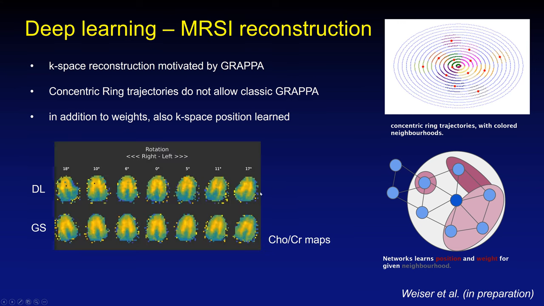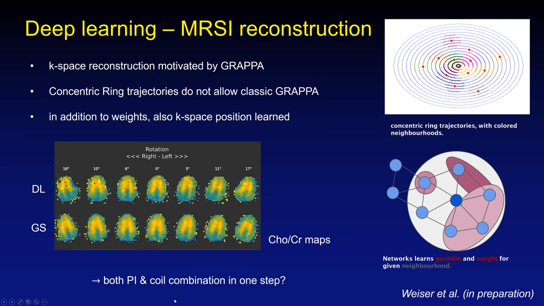And here are some early results of this. So if you use parallel imaging reconstruction using a standard approach, then we get such choline and creatine maps at different positions. And when we use our deep learning approach, we get pretty similar results like this, but we can do the reconstruction much faster.